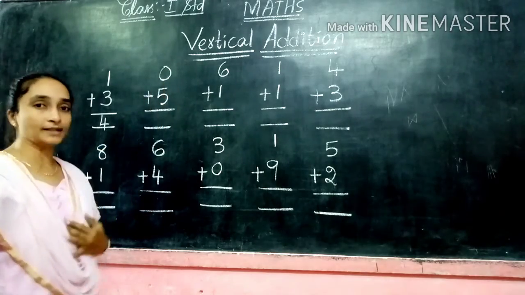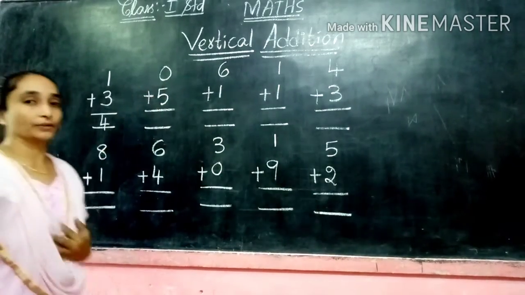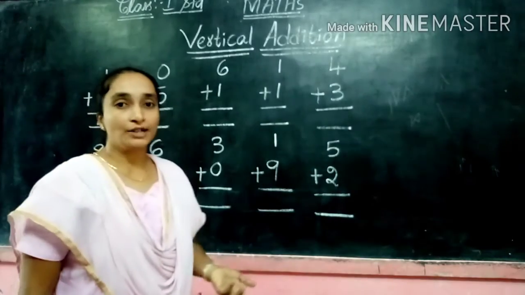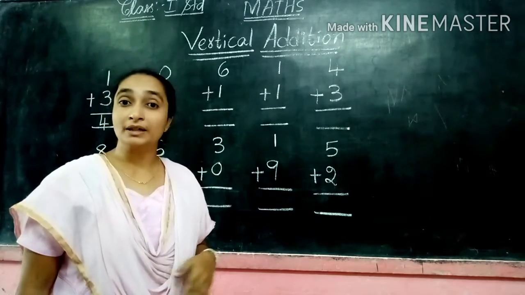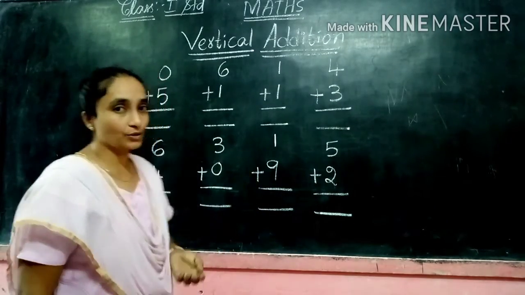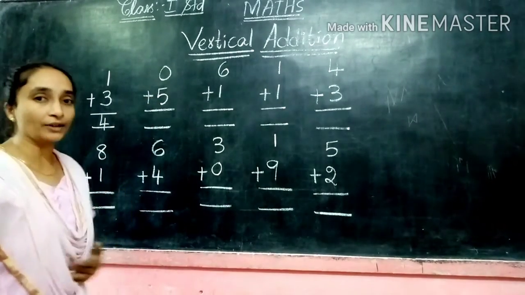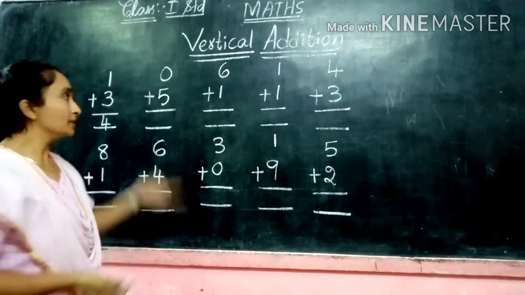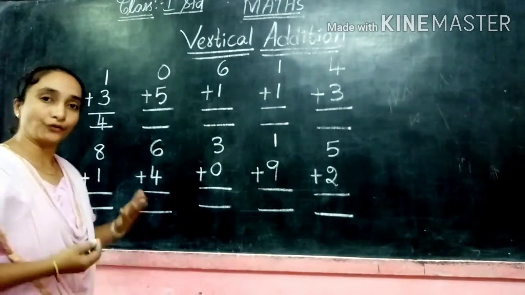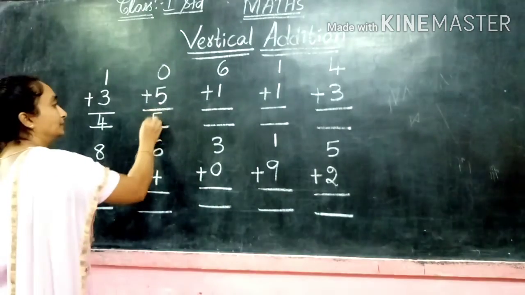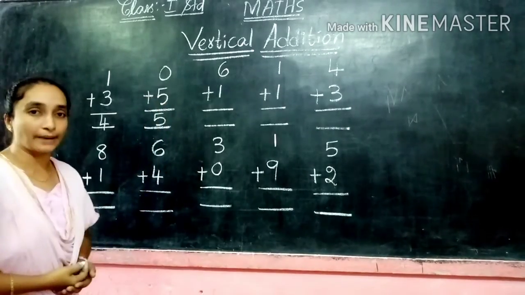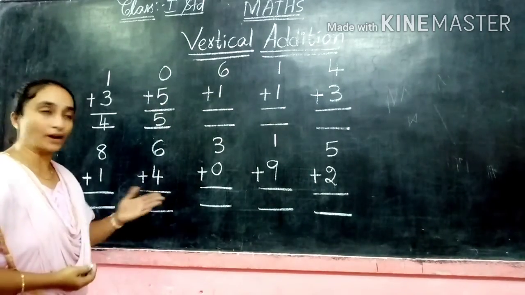Now here adding 0. 0 plus 5. If you add 0 to any number, the answer will be the same number. So here 0 means nothing. Then directly we can write the answer there, 5. The same number. The answer will be the same. 0 plus 5 is 5.